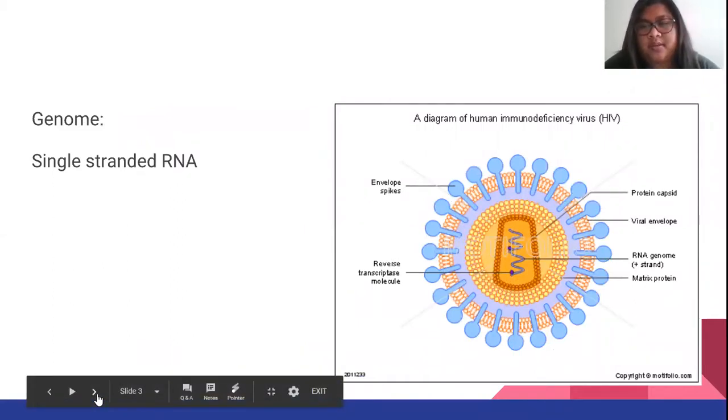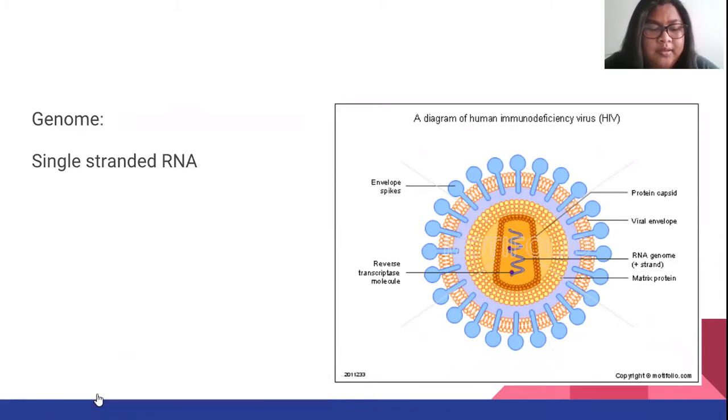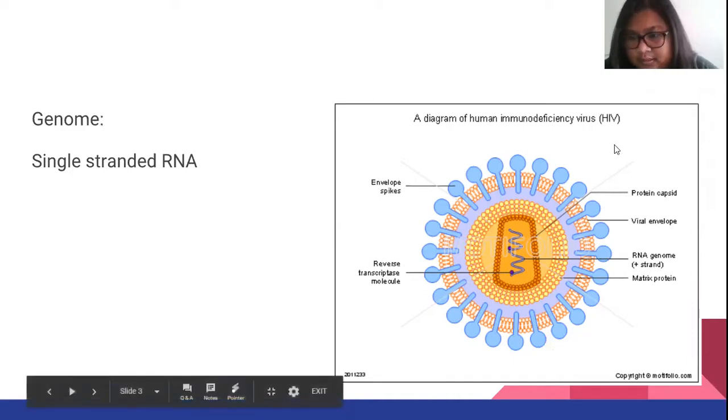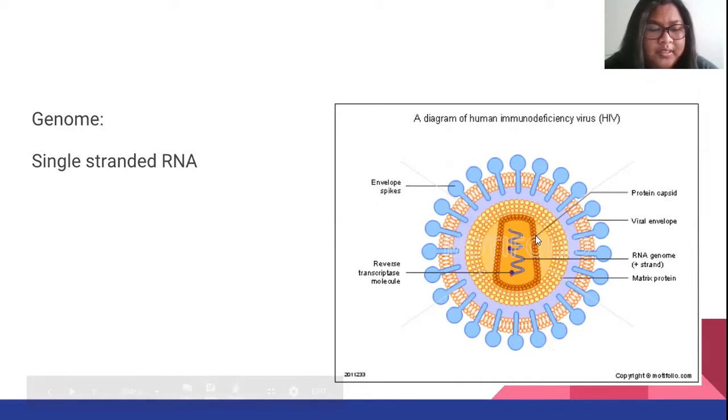So in this diagram we have here, we can see that there's a viral envelope around it. There are also different parts to HIV. There are envelope spikes, which helps with attachment to a host cell. There are also protein capsids right here, which is like the shell of the virus in the middle. We can see the RNA genome. When the virus infects a cell, a new mutation is possible.